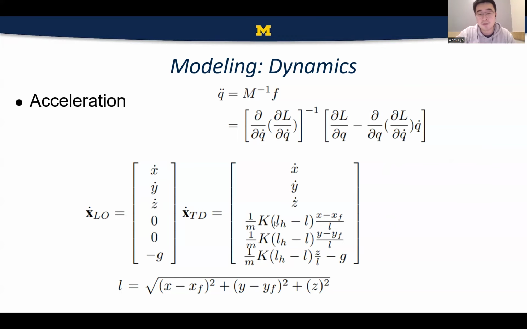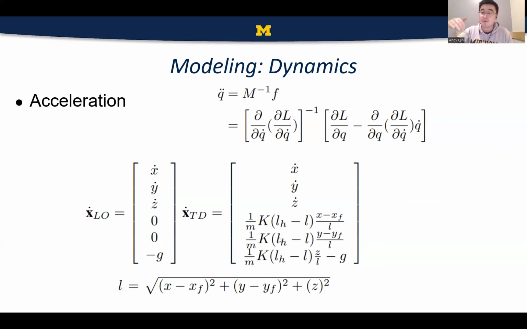So k times (L0 minus L) is telling you the force that the spring is exerting on the mass. And with that force, you separate it into three different directions along the x-axis, y-axis, and z-axis. And you have a relative position because you're changing your entire coordinates according to the foot position right here. So how does the control incorporate into this dynamics?